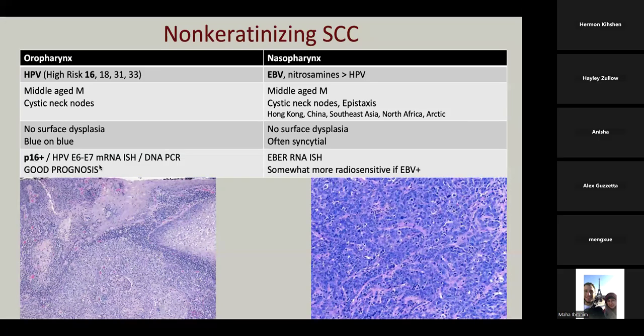Of course, HPV E6, E7 mRNA-ISH, and various other DNA-based methods can detect the virus. Good prognosis for HPV. We use EBER RNA to detect EBV in the nasopharynx, in which case these are somewhat more radiosensitive than EBV negative nasopharyngeal carcinomas.